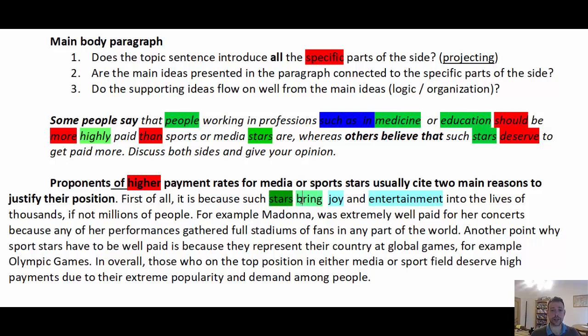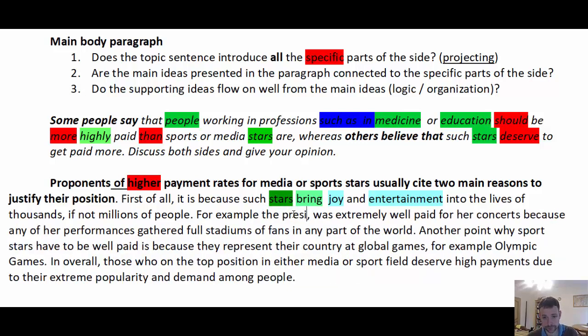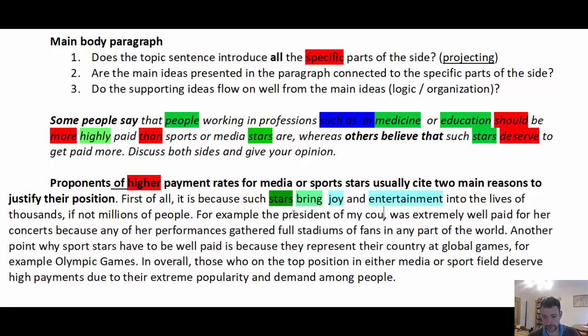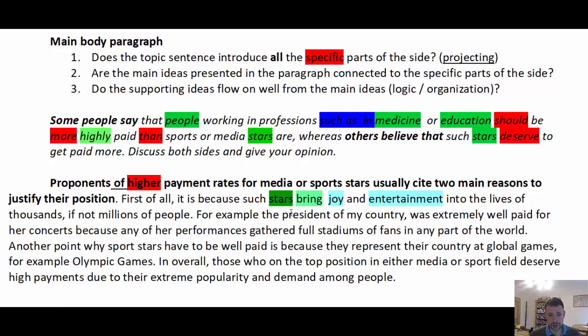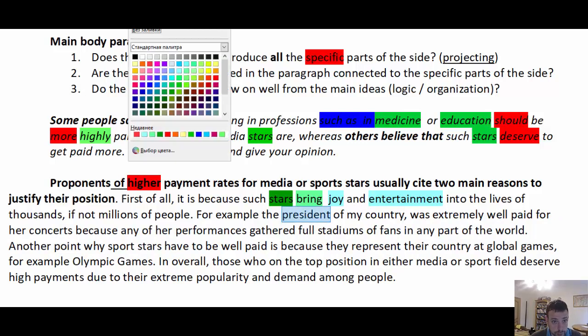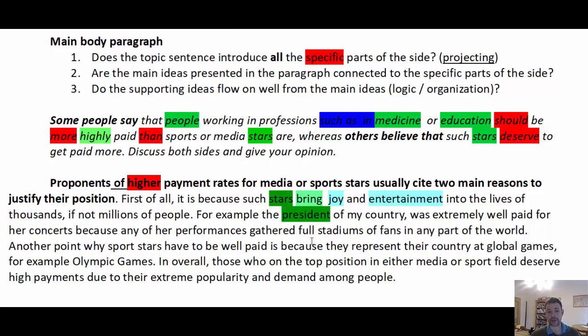The actor, stars, and the actions are connected with the idea of why people should make money. For example, Madonna. So when thinking about examples, you need to do two things. Number one, your example needs to be an example of what came before. If I change this to, let's see, for example, the president of my country. So in the previous one, let's put that in green. Yep. Okay, so before we had stars here, now we've got president.